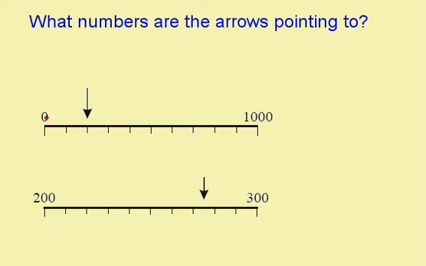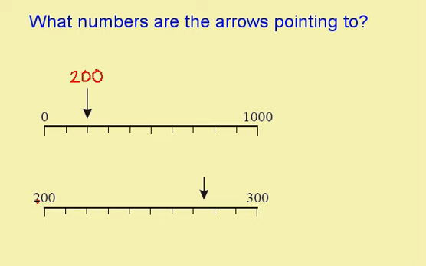The difference between 0 and 1,000 is 1,000, and if we split that into 10 parts, it's 100 each. So this is 100, this is 200. Just to check, 300, 400, 500, 600, 700, 800, 900, 1,000, which is 1,000. So 200 is the right answer.